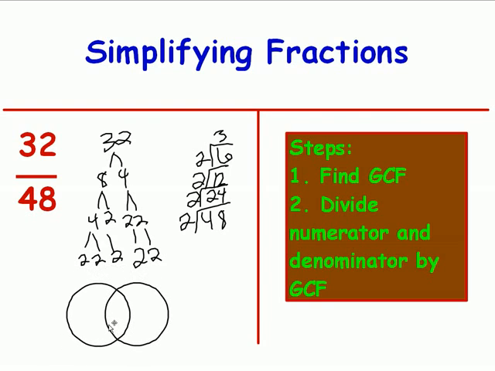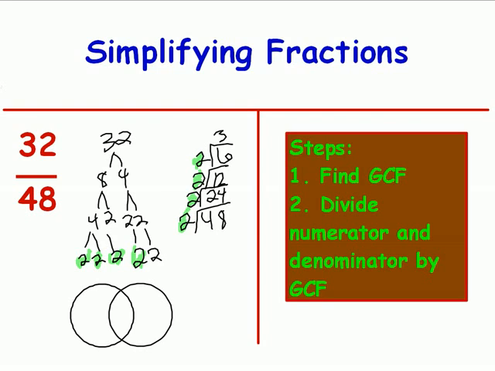Okay. I'm going to highlight the numbers that I have in common. I can see here that I have a 2 in common, matched up with this 2. I have a 2 here, matched up with this one. I have a 2 here, matched up with this one. And I have one last 2 here, matched up with this 2.